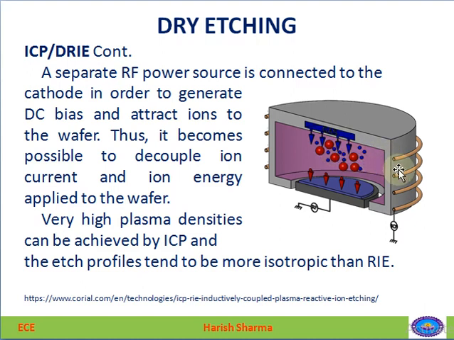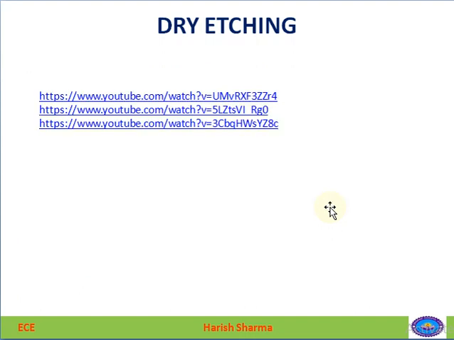It means there are different energies we are using. For energizing the plasma, we use the inductively coupled energy. And second, a separate DC bias we provide will attract the plasma towards the surface of the wafer. Because of this, more anisotropic etching is possible here.